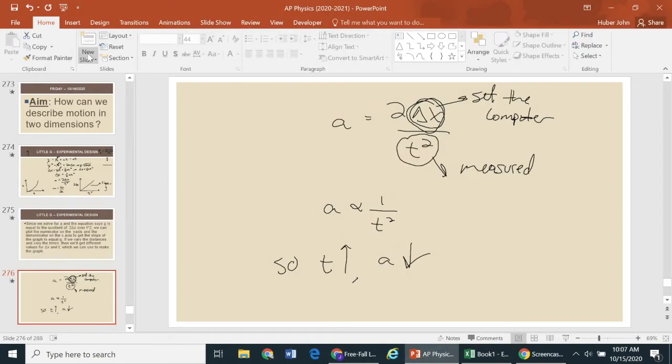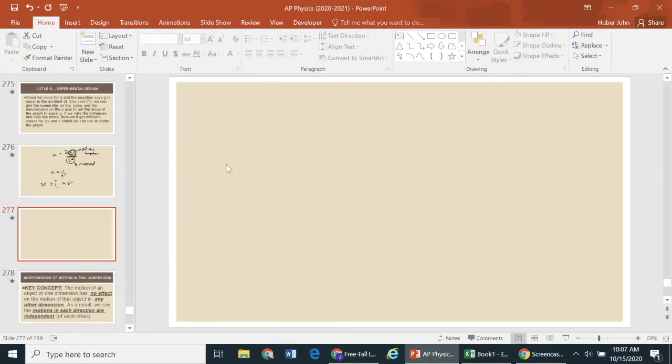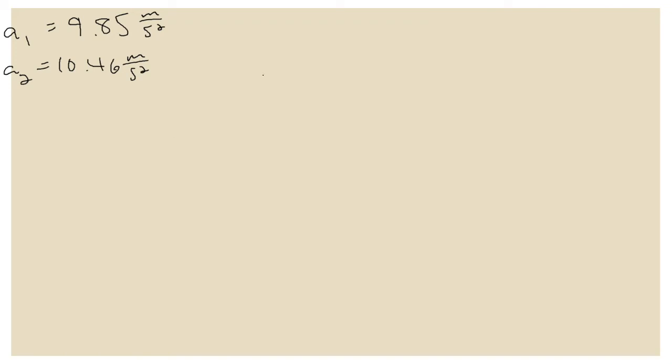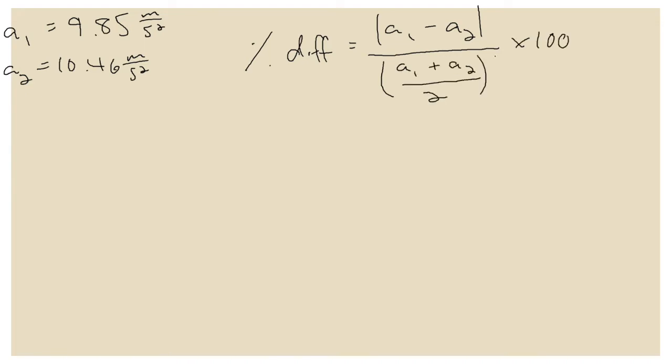10.46 compared to 9.85. And so if we wanted to calculate the percent difference, we can just use the equation A1 minus A2, the absolute value of that, over the average of A1 and A2, times 100.